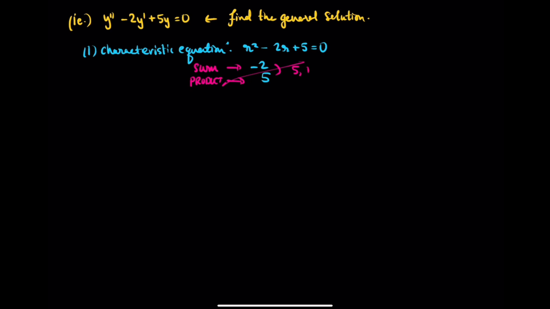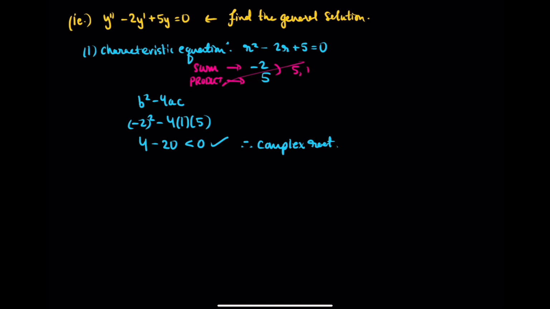So let me first do the b squared minus 4ac test. So b squared minus 4ac. b is -2, so -2 squared minus 4 times a, which is 1, times c, which is 5. So 4 minus 20 is less than 0. Therefore, complex root.